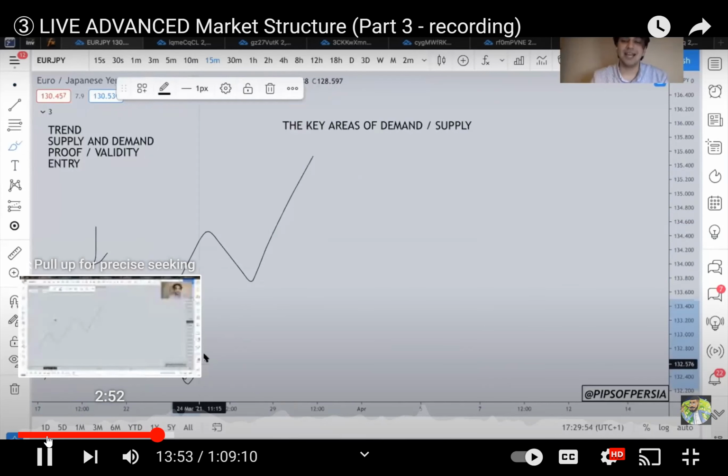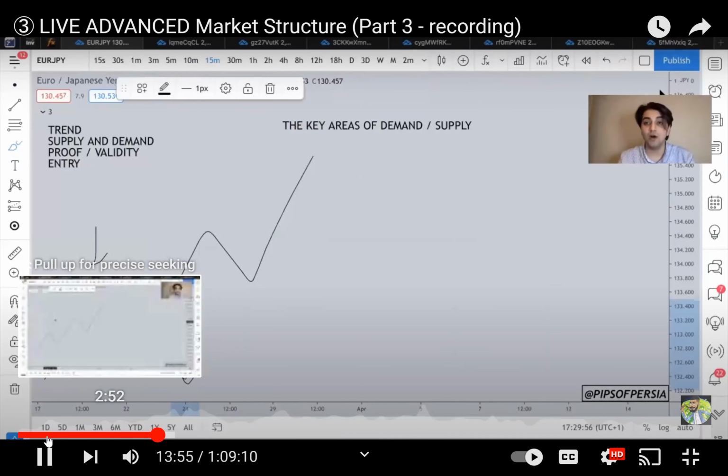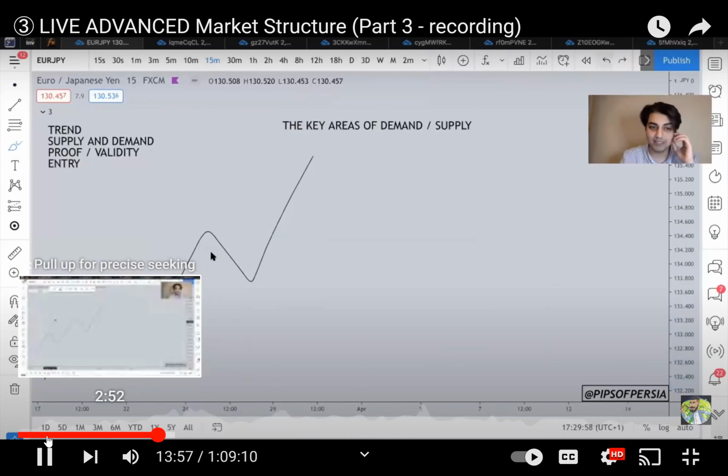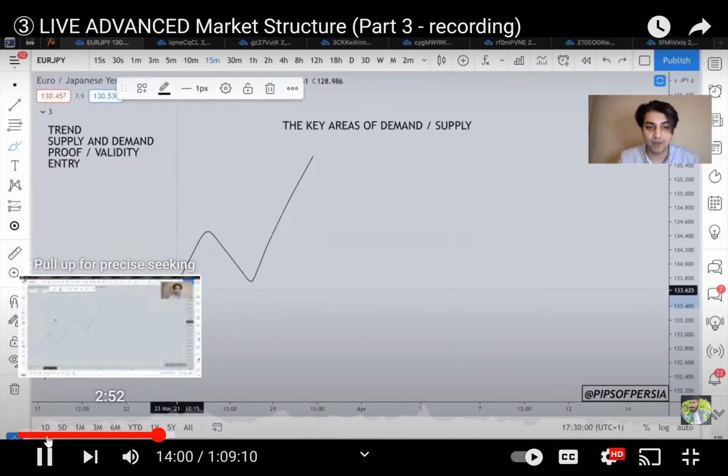Now, if that doesn't happen, it begs the question, why? Why did that not take place? If the market didn't reject this supply and go back down, you should start to ask yourself the question, number one, why it didn't get rejected? And number two, what was the cause that, in a way, invalidated that level, right? And what I mean by that is this.